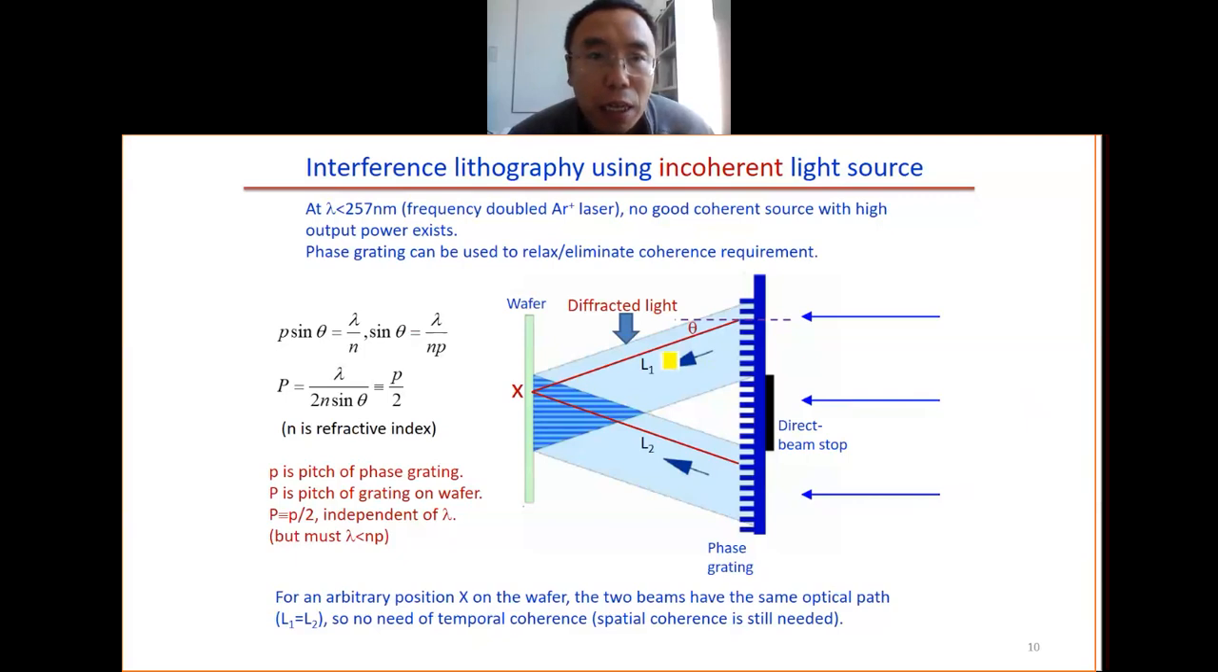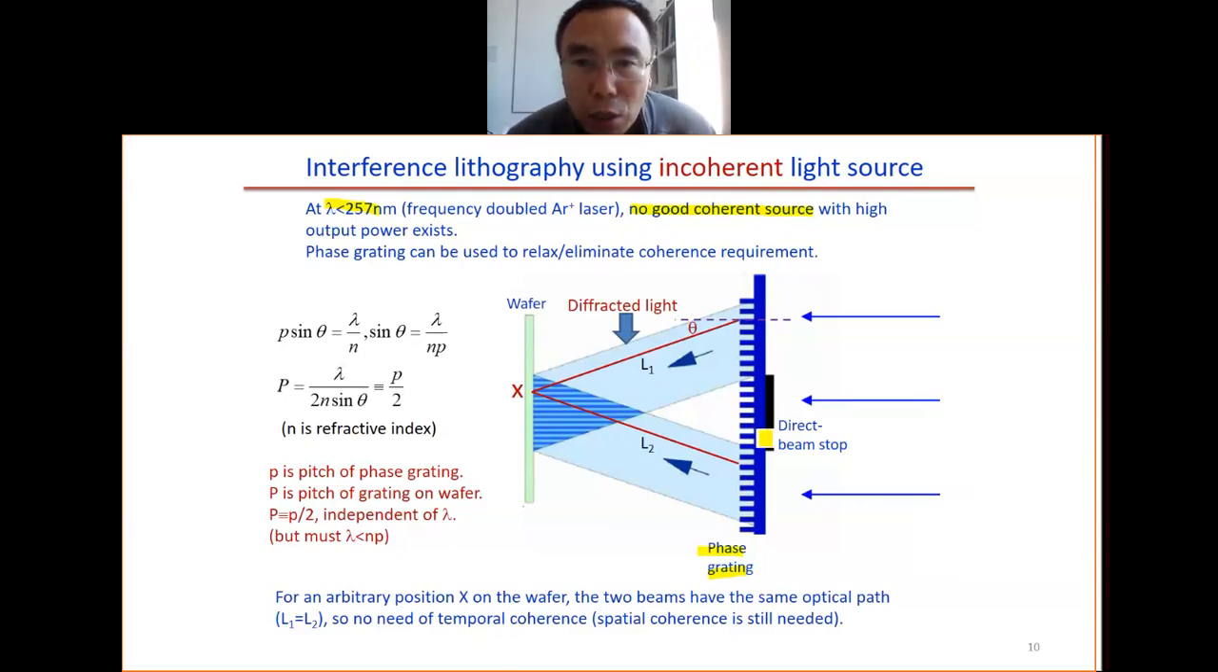So far we have seen that we need coherent light. So is there any way to overcome this coherence limit? This can actually be done by using something called a phase grating. We need this to have higher resolution. For higher resolution, we need a smaller wavelength. But when we have smaller wavelengths, there is no good coherent light source. So we need to use a phase grating to do the near-field lithography to relax the requirement for the coherence.